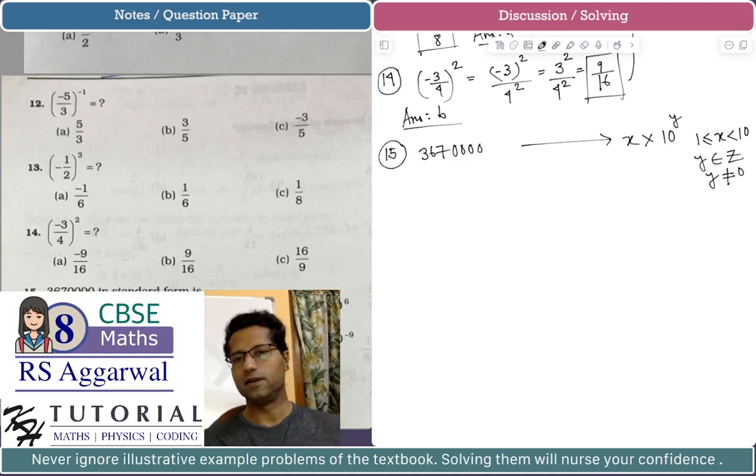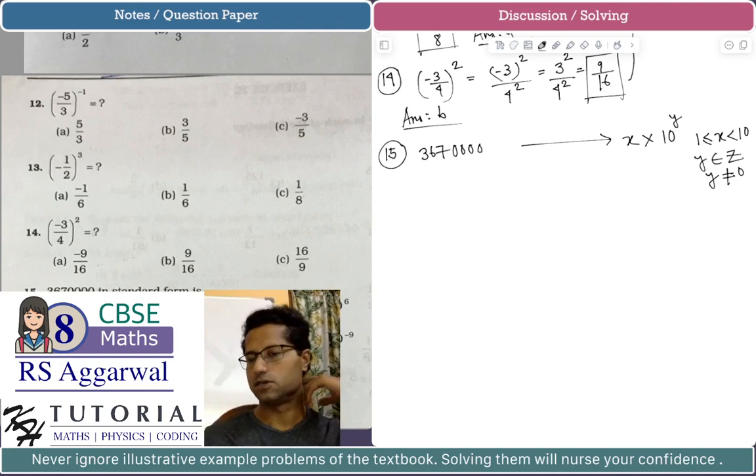The Z letter means the set, the collection of all integers, and this epsilon-like symbol is known as epsilon, it is for "belongs to." This is a little concept of set. This means that y is an integer. Okay, so how do we convert this?